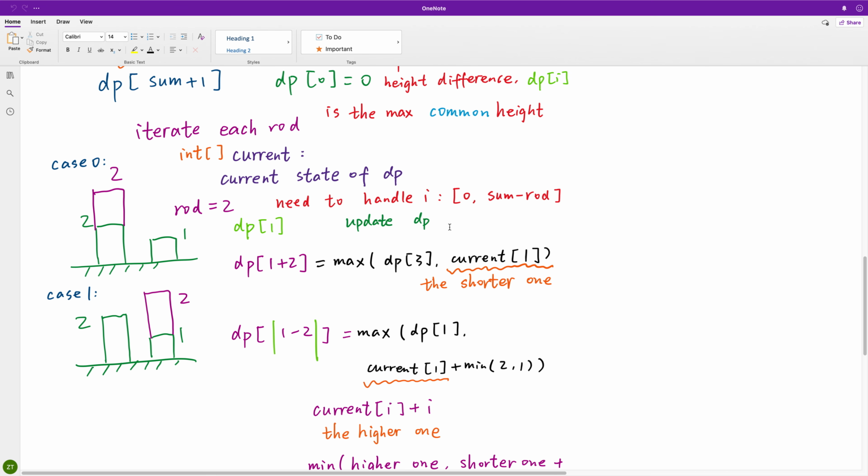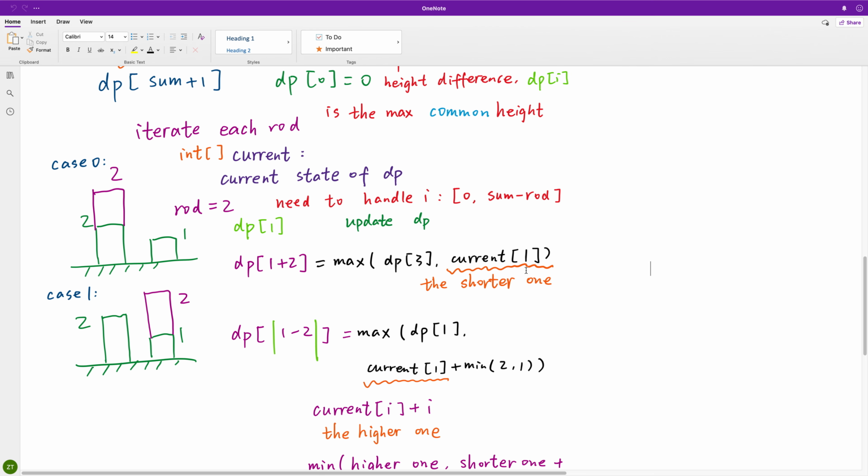Why? Because as we said, it's the maximum common height. So when you put that road on the higher set, the height of this shorter set does not change. So it should make sense when we update the dp[i] plus road. This is the shorter one. So what is the current dp[i]? The current is the current state of the dp, because in this part we change this dp. So in order to use the current state, we should use a clone, just like the current screenshot of this dp array.